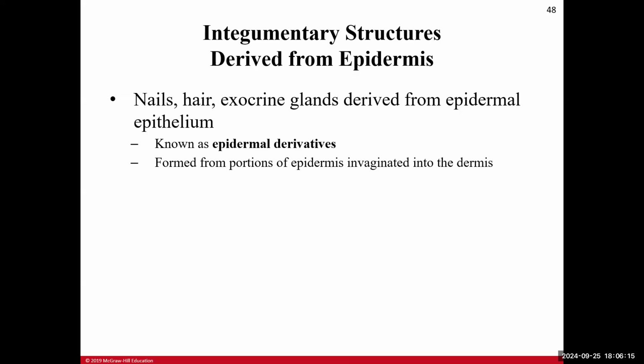Okay. So we talked about the first part of this chapter about the integument itself and the two layers, the epidermis and the dermis. We talked about the different functions, characteristics, what you'll find in those layers. We briefly discussed the subcutaneous layer, also known as the hypodermis.